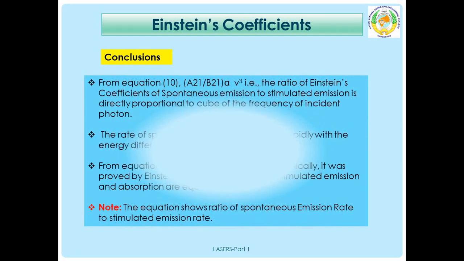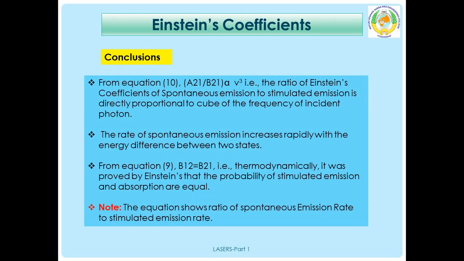So what do we conclude here? From equation 10, A21 by B21 is proportional to nu cube, that is the ratio of Einstein's coefficient of spontaneous emission to stimulated emission is directly proportional to cube of the frequency of incident photon. And the rate of spontaneous emission increases rapidly with the energy difference between the two states. From equation 9 we have B12 is equal to B21, that is thermodynamically it was proved by Einstein that the probability of stimulated emission and absorption are equal. And please note that the equation shows the ratio of spontaneous emission rate to stimulated emission rate.